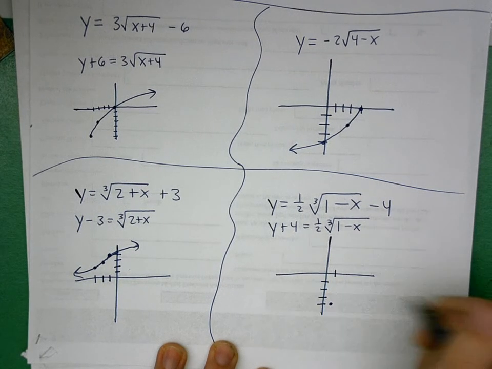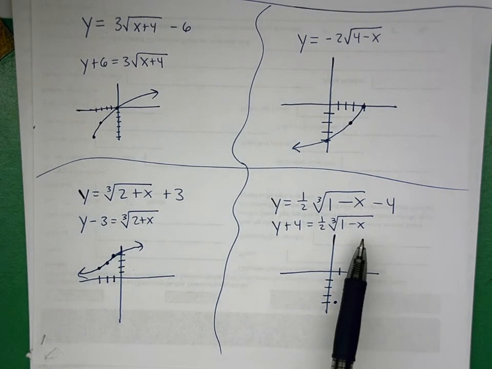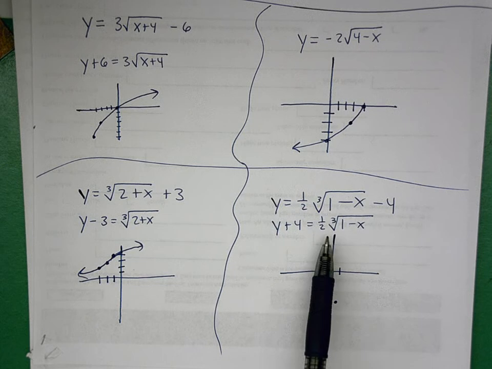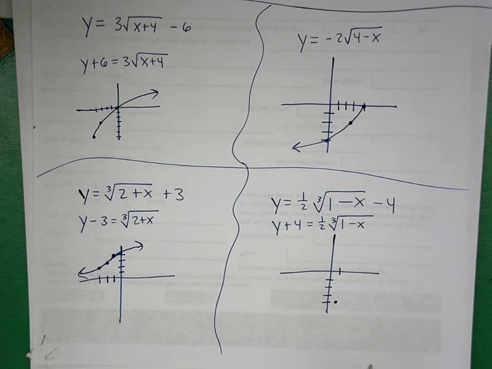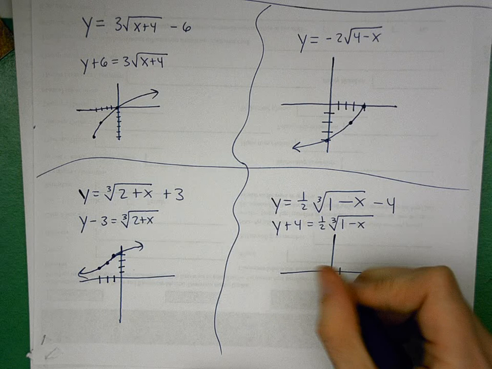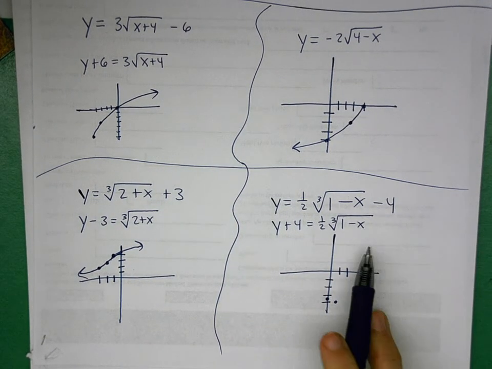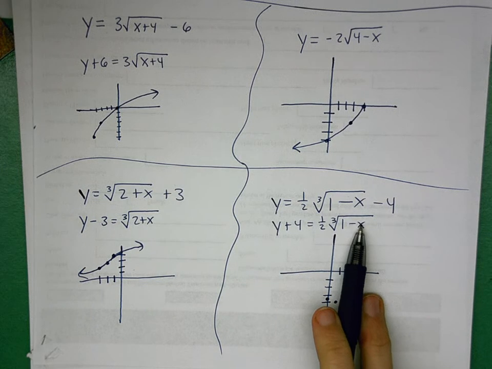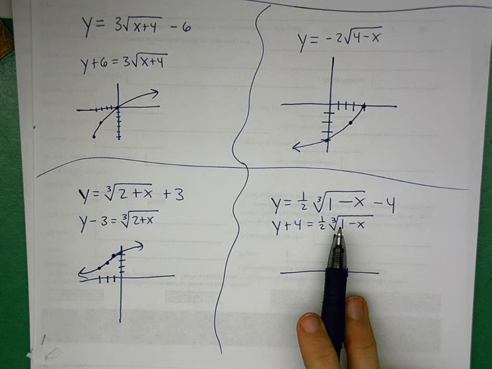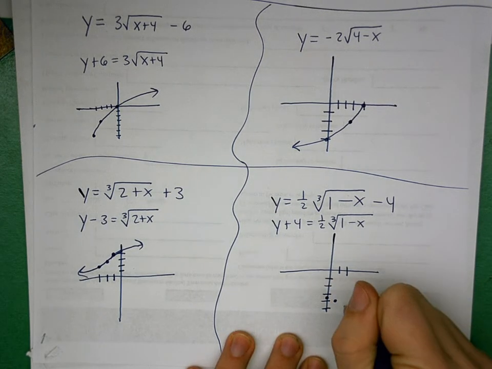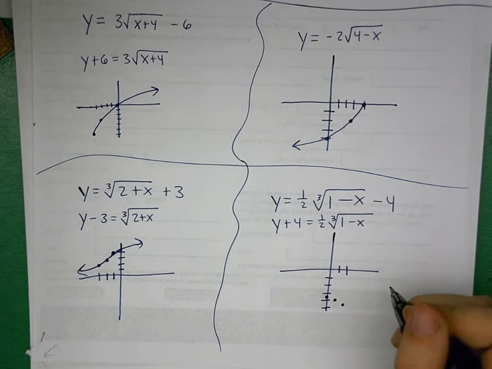Okay. Plugging in, I'm going to plug in 0, because that would give me cube root of 1, which is 1 times 1/2 is 1/2, minus 4 is negative 3.5. So I'd be here. And I'm going to plug in 2, because that would give me 1 minus 2, which is negative 1. Cube root of negative 1 is negative 1. Times 1/2 is negative 1/2, minus 4 is negative 4.5. Okay? And you have your little outline.